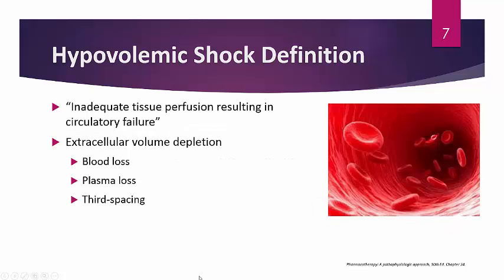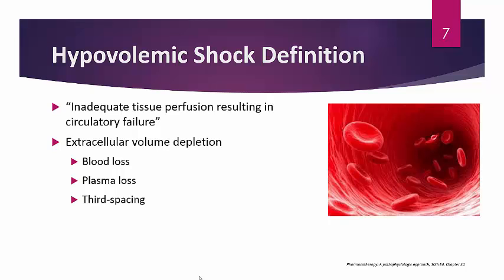So what is hypovolemic shock? What is the definition of hypovolemic shock? Essentially, hypovolemic shock is inadequate tissue perfusion resulting in circulatory failure. And this is usually as a result of extracellular volume depletion. So in your body, you have different fluids that are circulating around, such as blood or plasma. When these fluids are lost from the body, what happens is a state where you're not able to transfer nutrients as well as other things like red blood cells and oxygen throughout the body. And as a result, your body essentially starts to shut down.